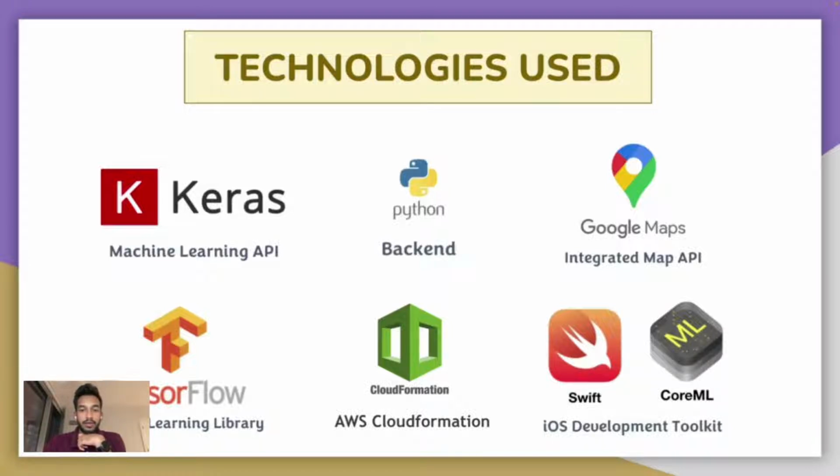For the orchestration and deployment, we have CloudFormation. The Cloud Development Kit uses CloudFormation to deploy the whole infrastructure in AWS. We also have the iOS development kit, Swift, and CoreML. CoreML provides us inbuilt machine learning capabilities in iPhone and Apple-based devices.